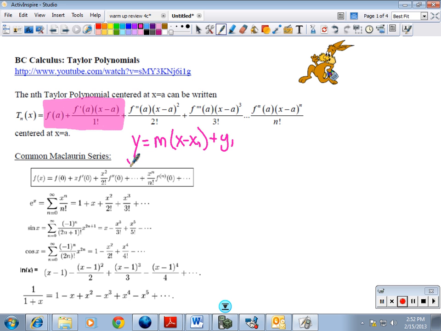Well, could I write that as, what's m? Well, that's f prime of some value, let's call it a, times x minus a, plus f of a. Isn't that f of x right there? That's just this, over 1 factorial. I can extend that and make not just a tangent line, but like a tangent parabola and a tangent cubic and a tangent all the way up as far as I want to go.